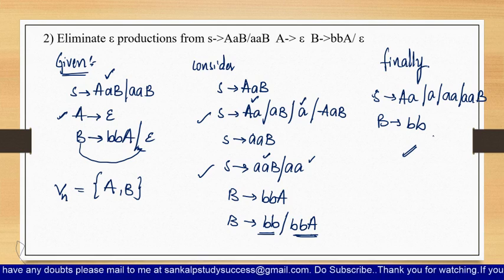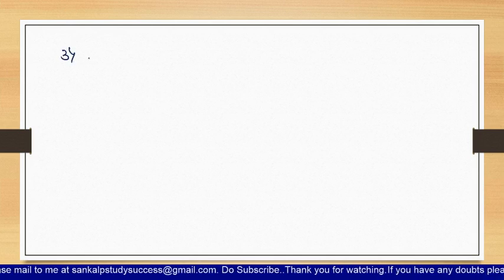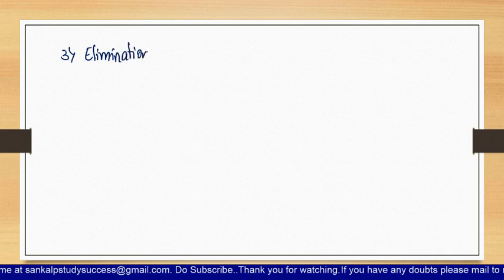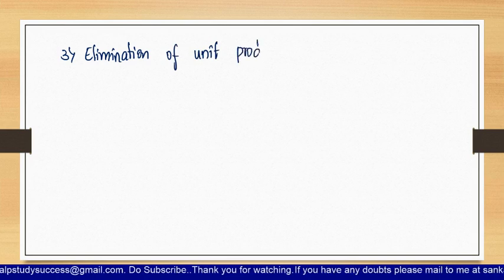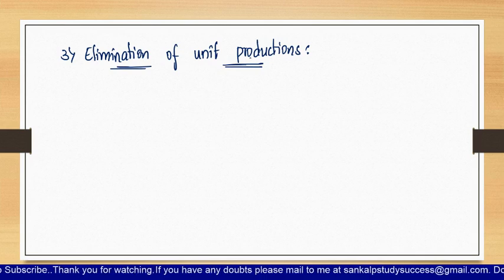Now this is the procedure for the second step, right? This is the second type in order to reduce the context free grammar. Now let us see the third type in order to reduce the context free grammar, which is nothing but elimination of unit productions. This is the third type, where we have already seen the first one, which is the elimination of useless symbols, and the second one, which is elimination of null productions.